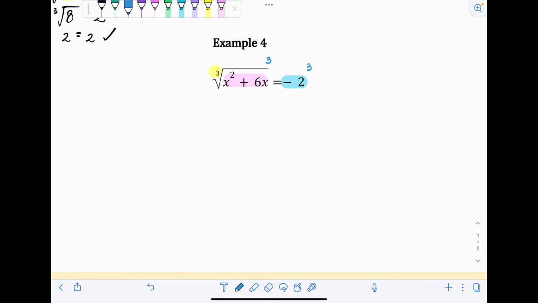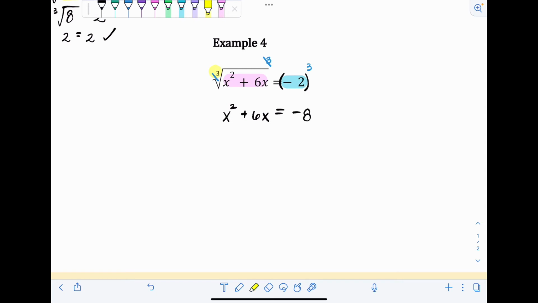So the cubed root and the cubed power cancel each other out, so I'm left with just what was inside. So x squared plus 6x. And then negative 2 to the third power is negative 2 times negative 2, which is a positive 4. Times another negative 2 would be a negative 8.